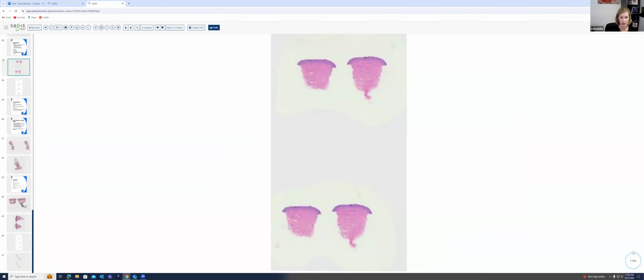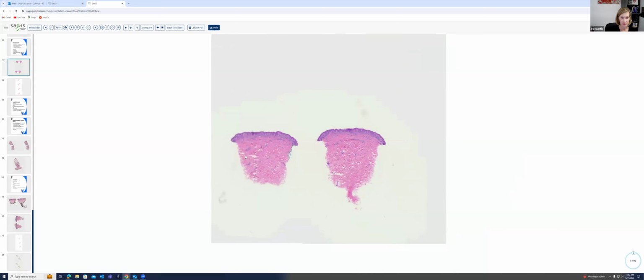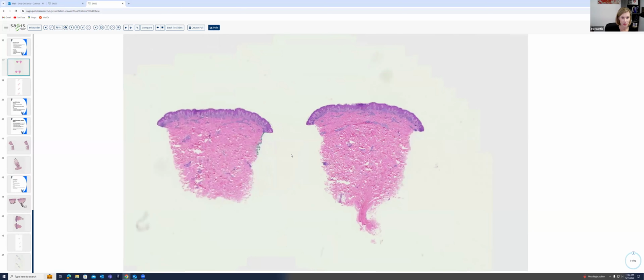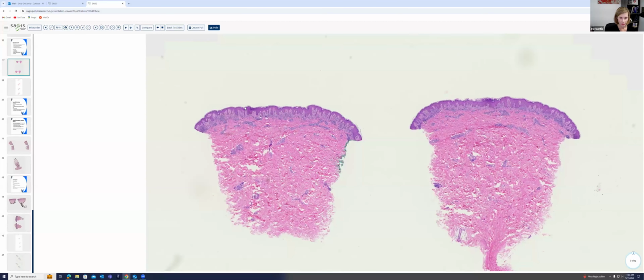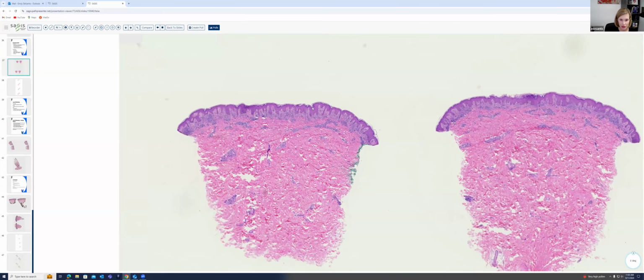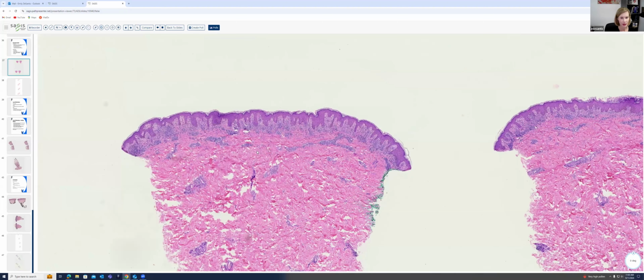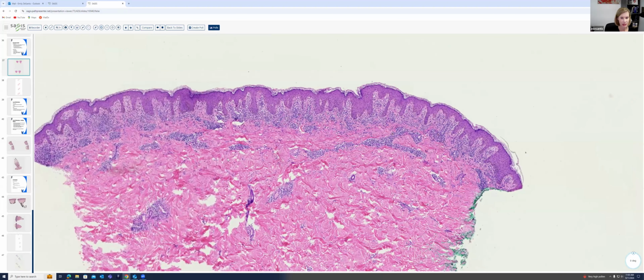So as we look at the next slide, again, a nice bisected punch. And at low power, we don't see really much change in the stratum corneum. At least at low power, it appears to be normal basket weave pattern. A bit of epidermal acanthosis, and then an underlying inflammatory infiltrate that's a bit band-like within the superficial dermis, and then also shows a perivascular pattern in the superficial reticular dermis.